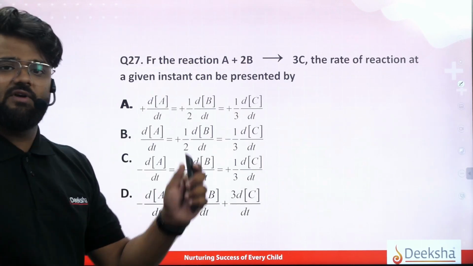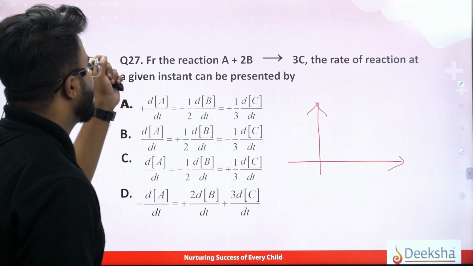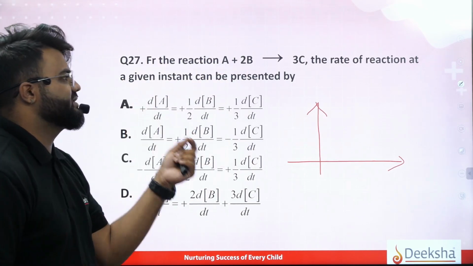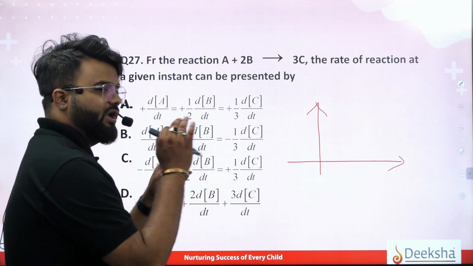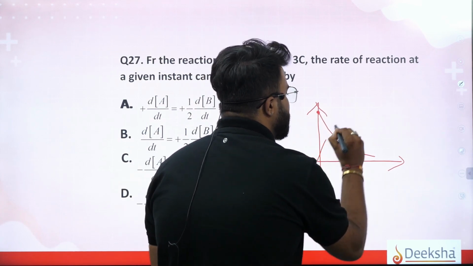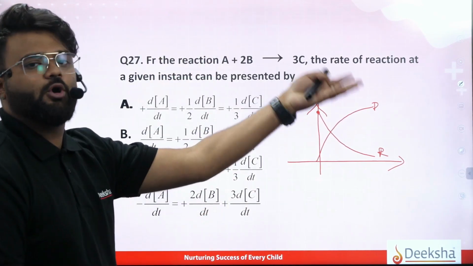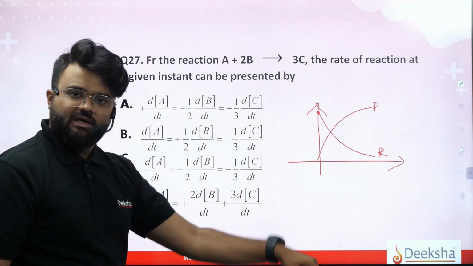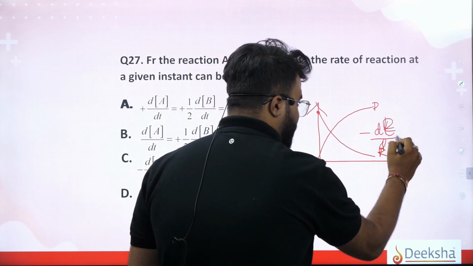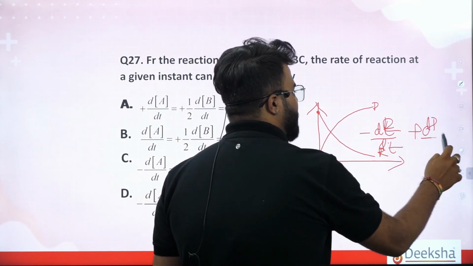So question number 27. Here it is simple, I can give you the diagram. Let us see this question. The reaction is A plus 2B gives 3C, and the rate of the reaction at a given instant can be represented by what? So in any reaction, the reactants get degraded. Degradation of the reactants will form the products, right? So if the reactants get degraded, then only the product will form. Then when the reactant is getting degraded, we write it as minus d[A] by dt. We write it in the form of minus. The product is always written as plus d[P] by dt, right?